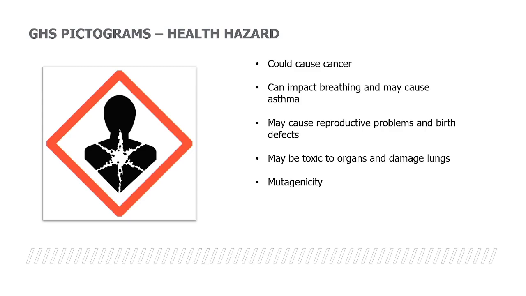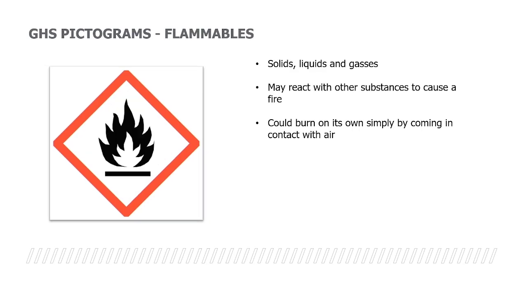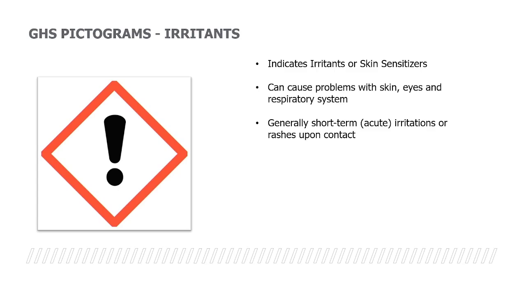That's something else that it can actually affect the body as well. The second one you see up here on the screen talks about flammables, two flames inside of one. This could be solid, liquid, or gases. It can also react with other types of substances and actually create a fire. It could burn something on its own by spontaneous combustion. Coming in contact with air, that would be another example where it could burn. So once again, two flames inside of one is an indicator that this particular product is a flammable type of material.